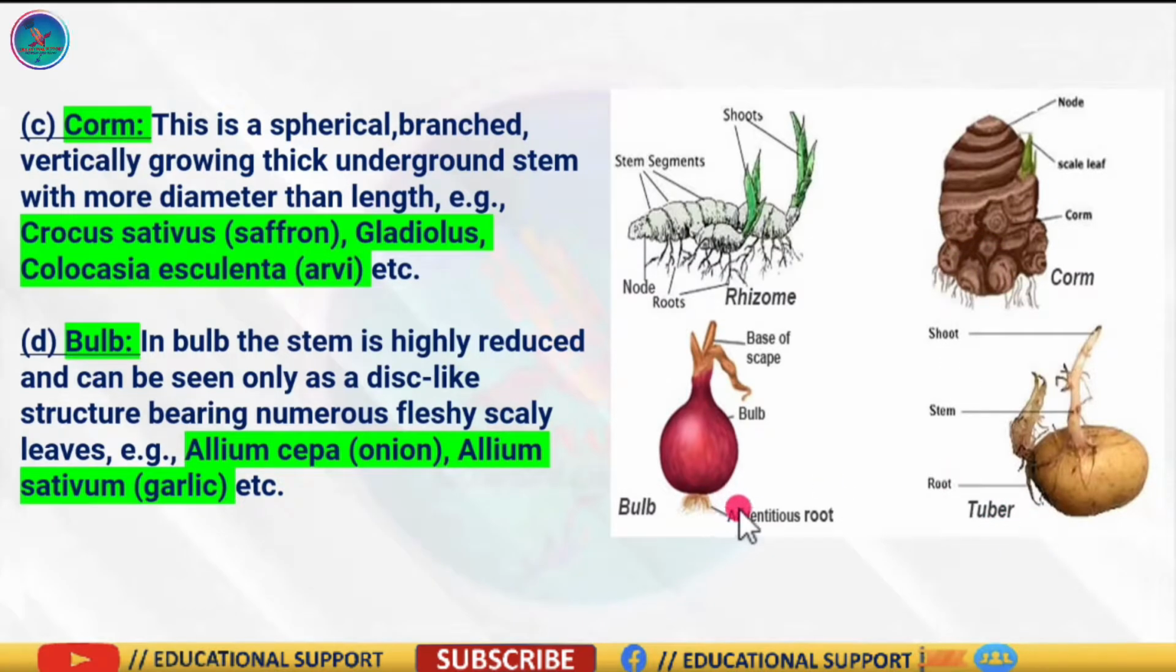Bulb: in a bulb, the stem is highly reduced and can be seen only as a disc-like structure bearing numerous fleshy scale leaves. For example, onion, garlic, etc. Next modification is subaerial modification.